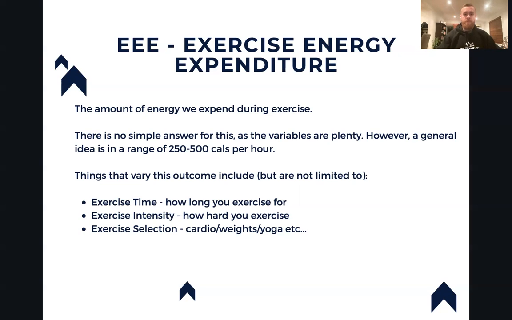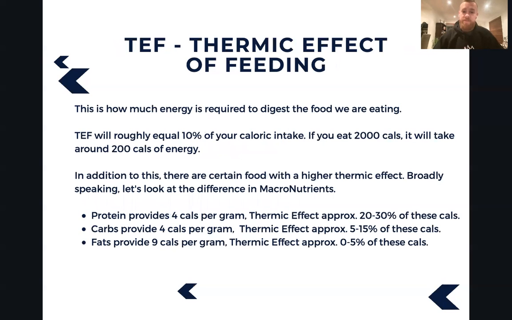Okay. Next one, the thermic effect of feeding. So this one you might not be as familiar with. This is how much energy is required to digest the food that we're eating. So your thermic effect of feeding will be roughly 10% of your caloric intake for a day. So if you eat 2,000 calories, it'll roughly take around 200 calories to actually digest the food, to process it, and so forth.